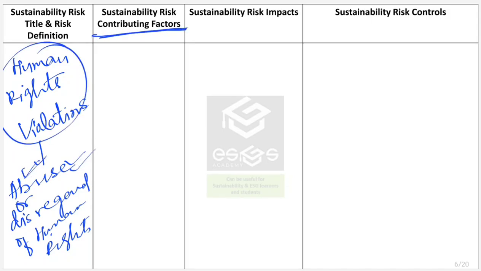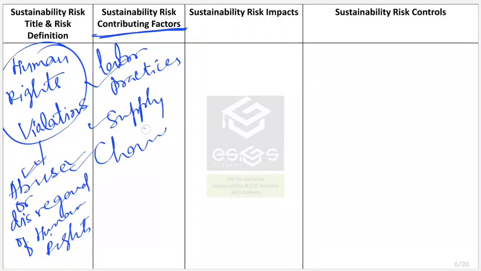Now what are the risk contributing factors? Risk contributing factors like labor practices and supply chain management. Then in the supply chain also we ensure the labor practices, like for example their wages, well-being, health and safety, other rights also, human rights. Okay, this is the example of the contributing factors.